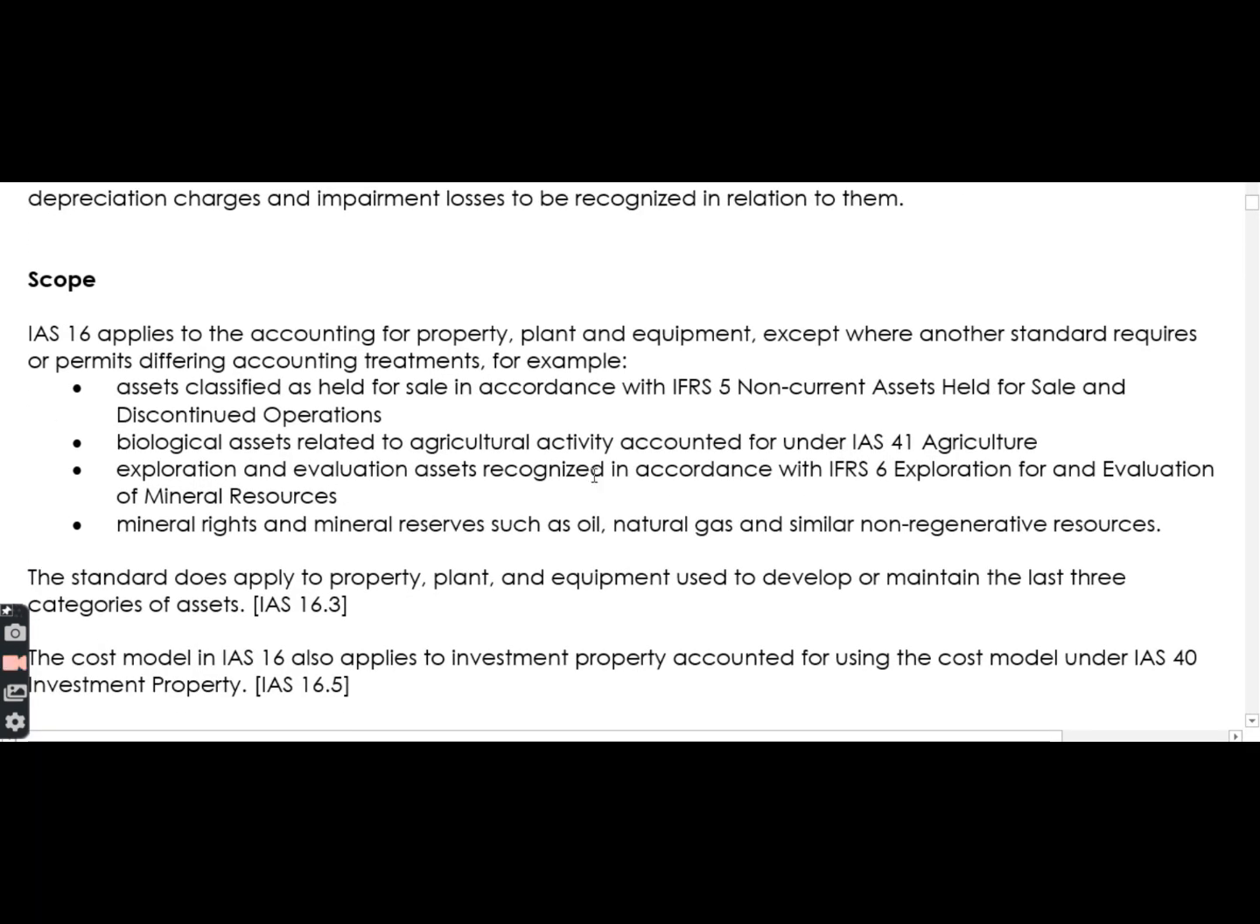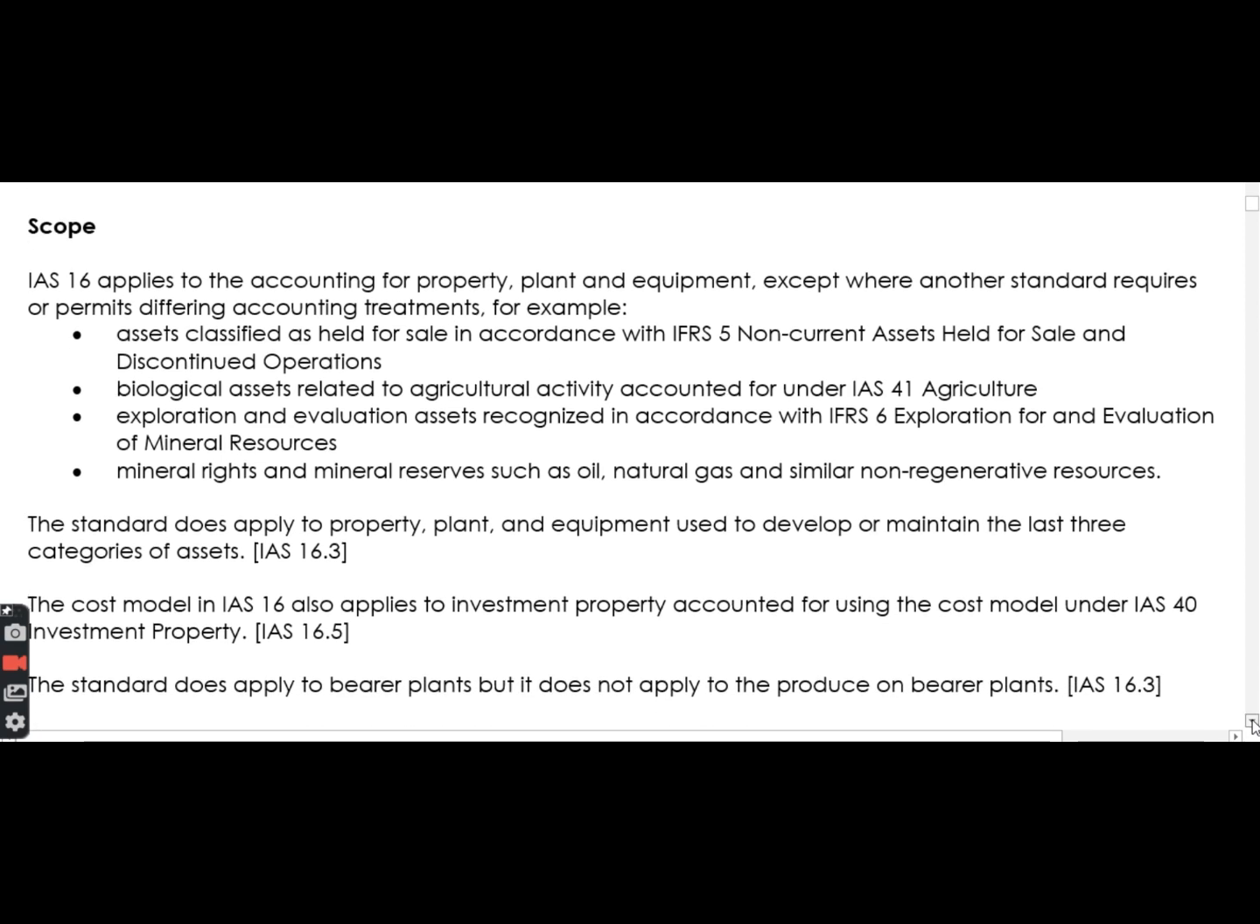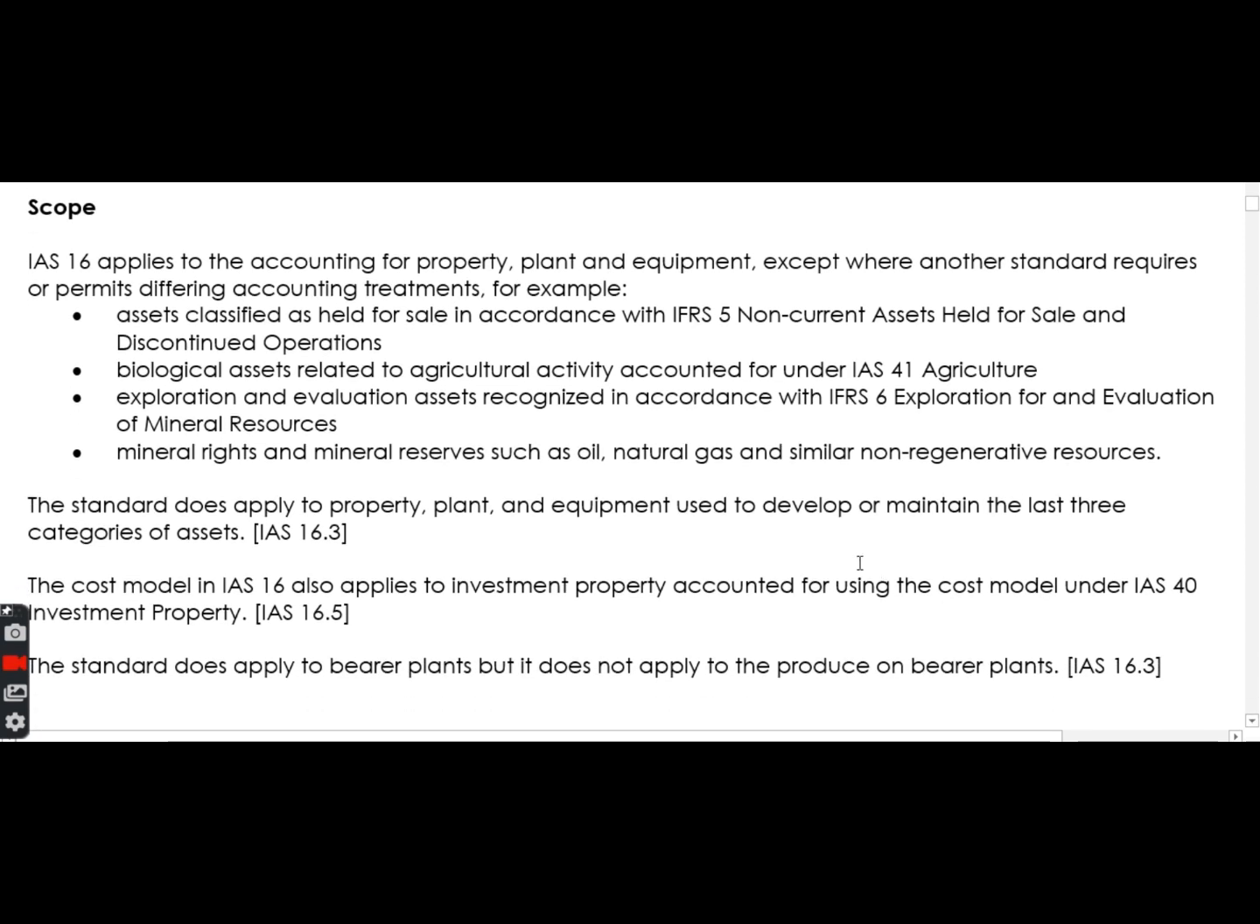So we go to the scope of the standard. The standard will practically deal with all types of property, plant, and equipment, or all assets that are used in the operations of the business, except for items that are covered by other standards, such as first of all, items that are covered by IFRS 5.